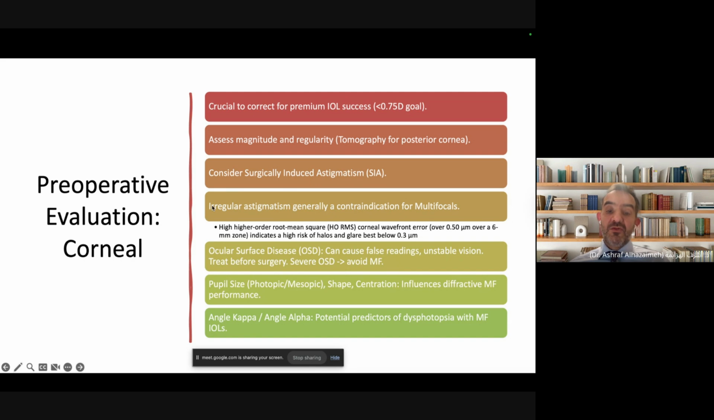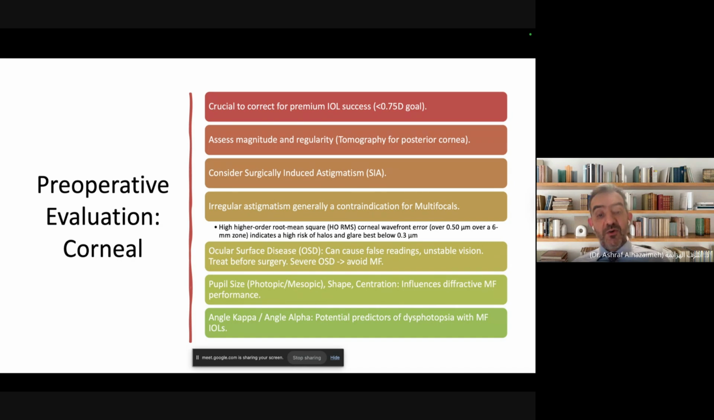The other thing is to consider what your surgical induced astigmatism is. Surgical induced astigmatism is that when you go inside the eye with your blade, you will induce astigmatism. How much is that? Is it important? It depends on the size of the wound and how far it is from the center.